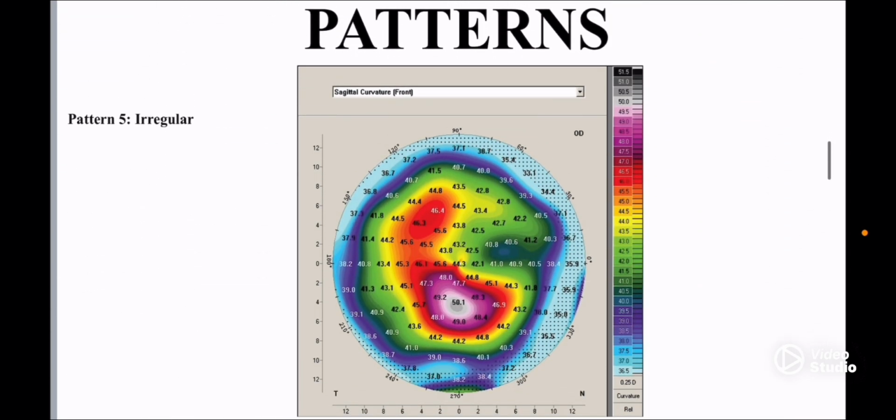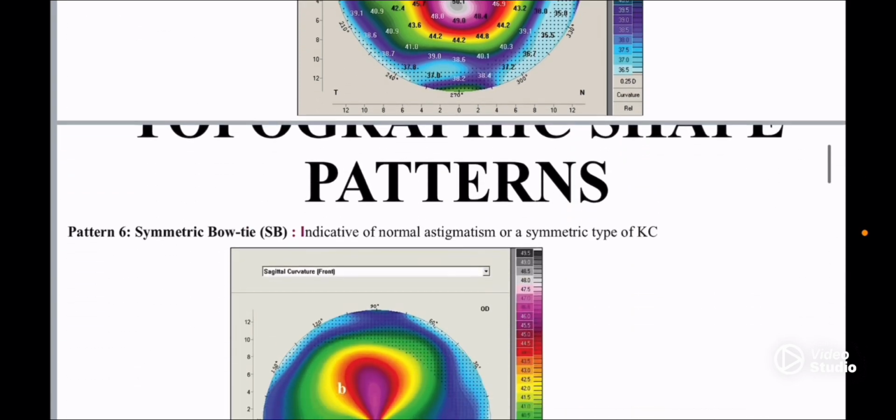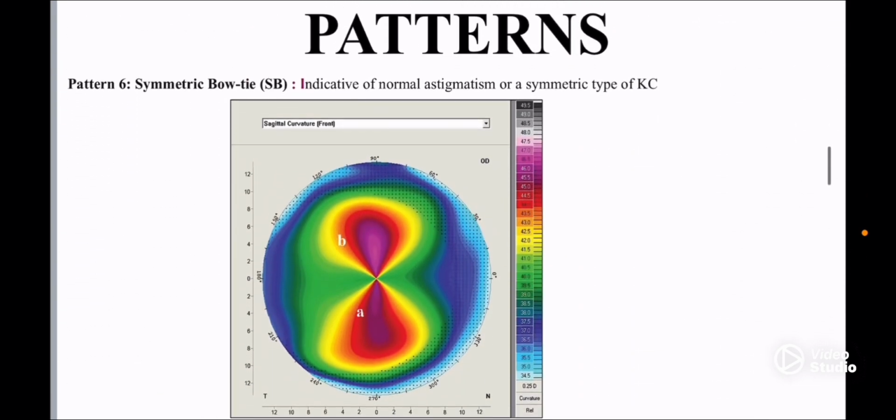This pattern is known as irregular pattern. What is irregular pattern? It means there is no defined shape of that pattern. Now coming on to the sixth pattern, which is symmetric bow tie. It is already discussed, but important to note is it is indicative of number one, normal astigmatism, and number two, it can also depict symmetric type of keratoconus.